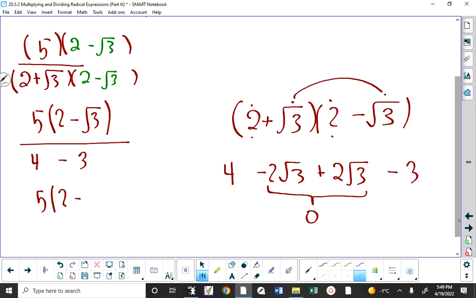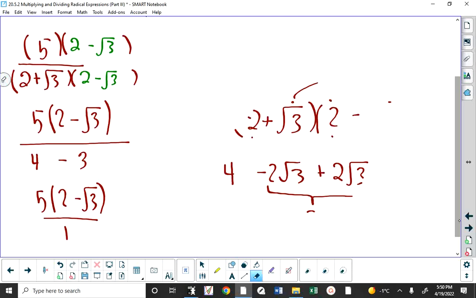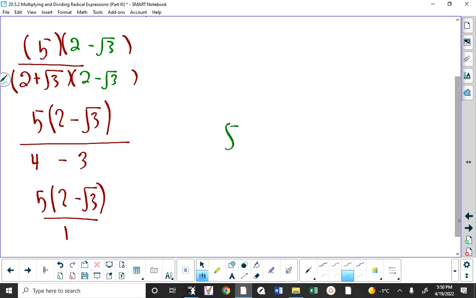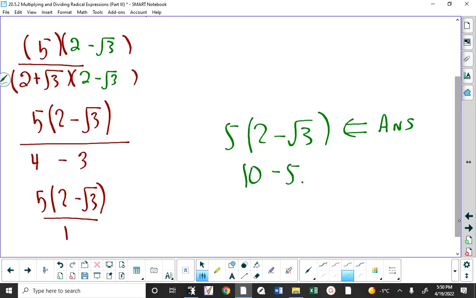5 times 2 minus root 3 is the answer, because 4 minus 3 is 1. I don't think we need to write over 1. If you did, it wouldn't be wrong. But I would rather you just wrote 5 times 2 minus root 3. So 5 times 2 minus root 3 is the answer. If you choose to multiply that 5 through and write 10 minus 5 root 3, I don't have any objection to that. That is also correct. Let's try another one.